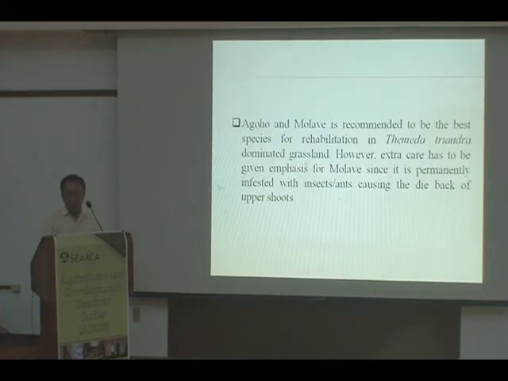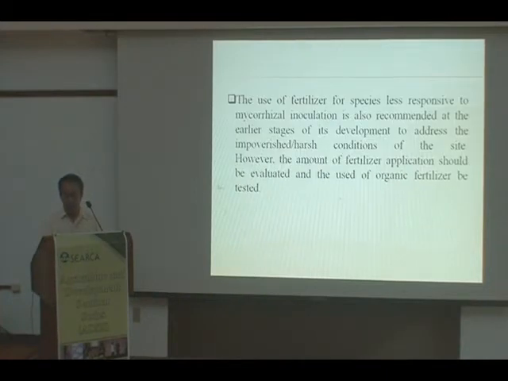Okay, then Agoho and Molabe are recommended to be the best species for rehabilitation in Temida-dominated grassland. However, extra care has to be given to Molabe since it is permanently infested with insects or ants causing the dieback of the upper shoots. Then the use of fertilizer for species less responsive to mycorrhizal inoculation is also recommended at the early stages of development to address the impoverished or harsh condition of the site. However, the amount of fertilizer application should be evaluated and the use of organic fertilizer be tested.